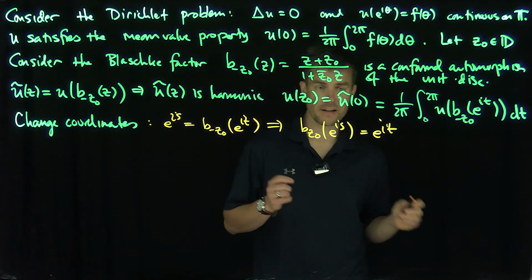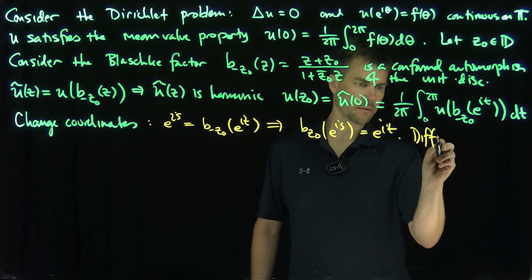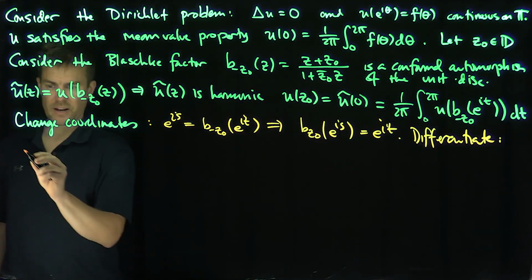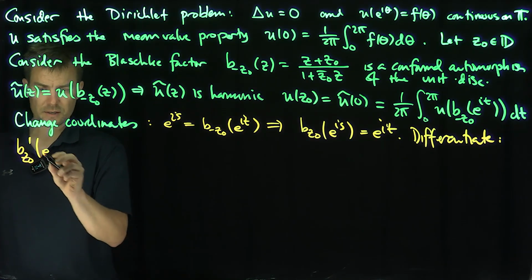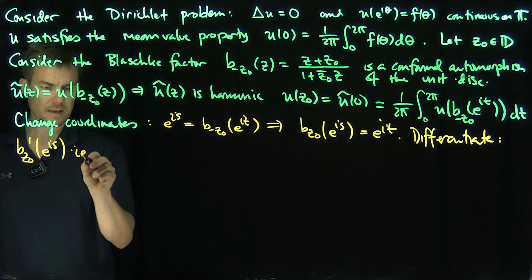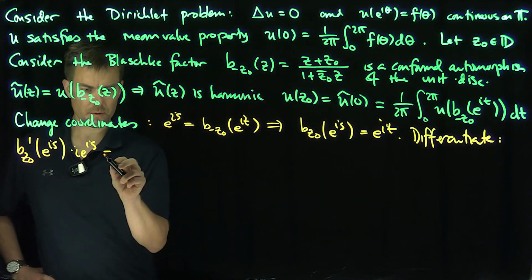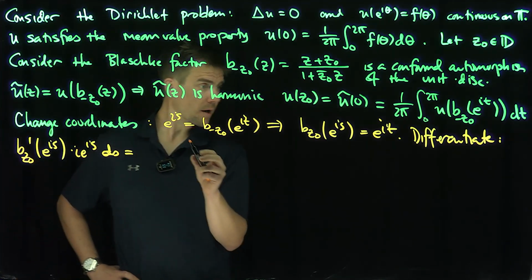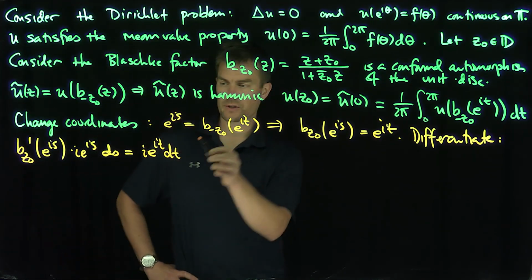Okay, now I need to get dt out of this. I'm going to differentiate this. If we do so, we're going to have B z0 prime of e to the i s times i e to the i s, that's the derivative with respect to s, ds, is equal to i e to the i t dt, but e to the i t is just B z0.